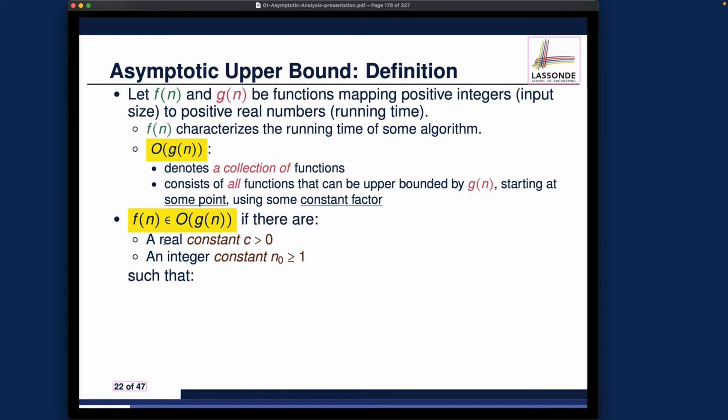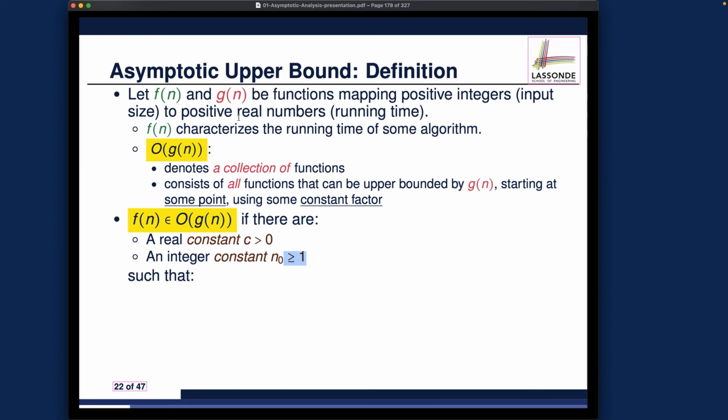The witness number 1 is a real constant c larger than 0. You can think about the c over here as the constant factor that we spoke about, number 1. And also there should be another integer constant n0. I spoke about n0. It is the starting point. So we said starting at some point. So this will be n0 larger than or equal to 1.